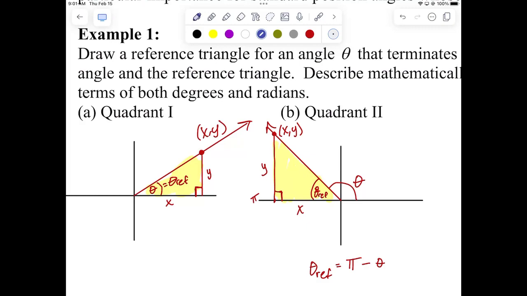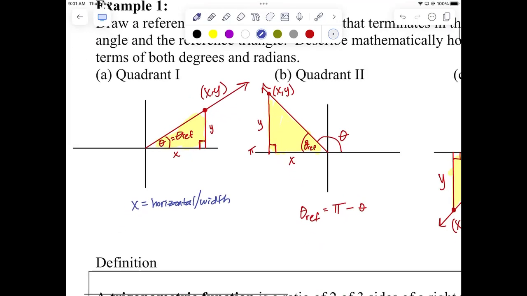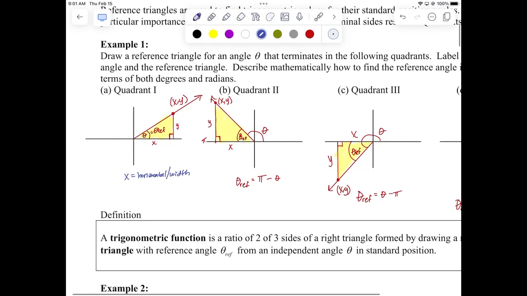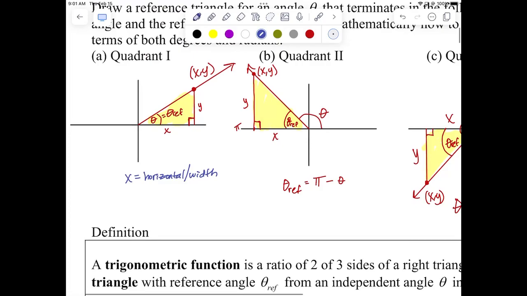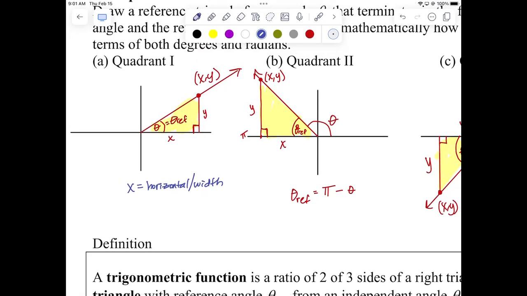The horizontal is always going to be x. X is always the horizontal, or the width of the triangle. Always. Okay? This is why we put it in standard form. X is always the horizontal dimension or the width. Y is always the vertical dimension or the height.